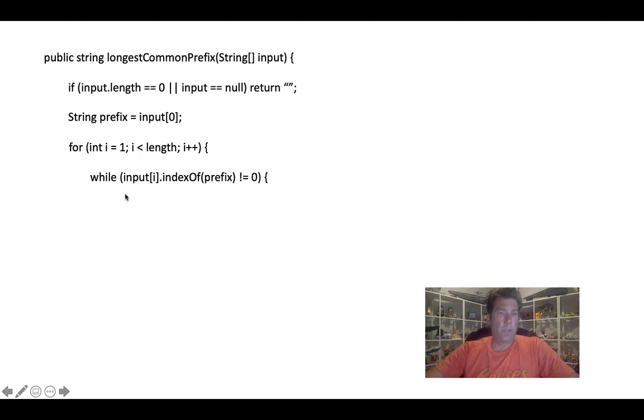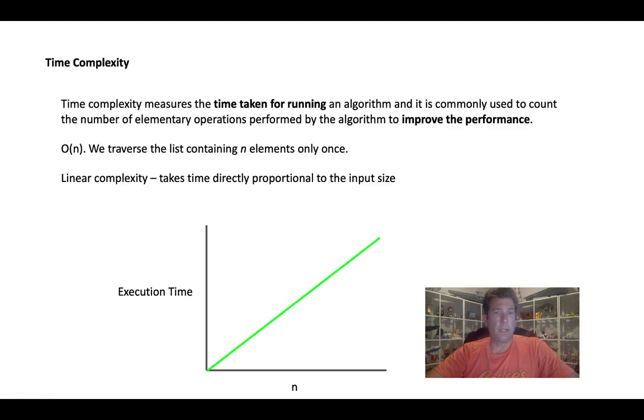So while input at i, in this case 1, indexOf prefix is not equal to 0, we're going to substring it. So we're going to take the prefix and subtract the last letter. And that's pretty much the method. So this will just keep going until the prefix equals whatever the input is. And then we're going to return that prefix and end the method.